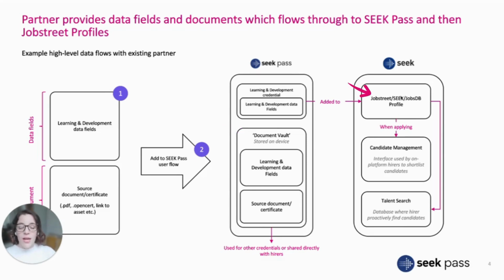The credential will get added to JobStreet, Seek or JobsDB on the profile, and it'll be visible in two places for our hirers. The first one, when a user has applied for a job and the candidates are being reviewed, a hirer will be able to clearly see the verified credentials for each user. And then secondly, we have a database called Talent Search where hirers can proactively search for users with certain qualifications, and it'll be visible there as well.